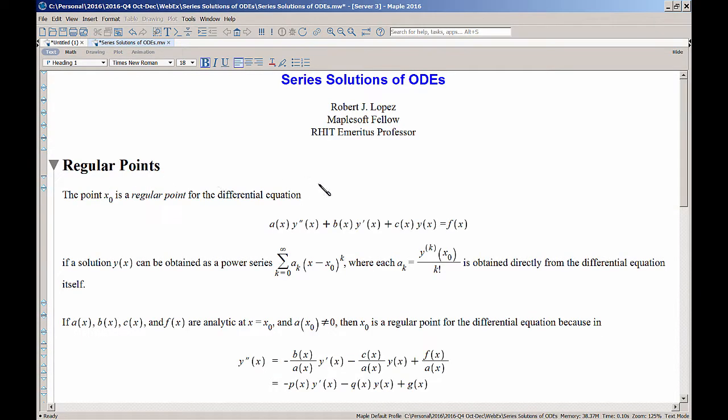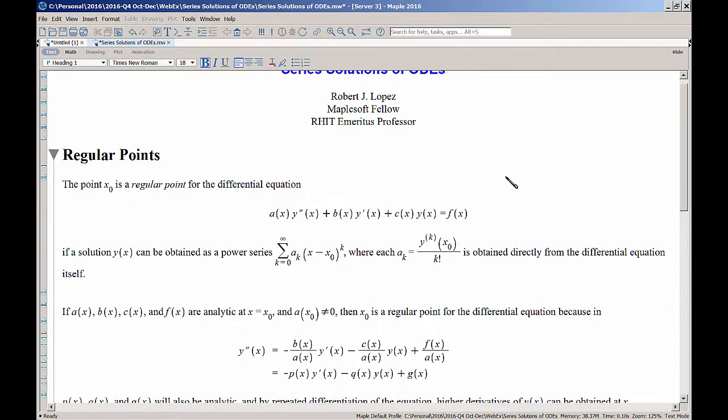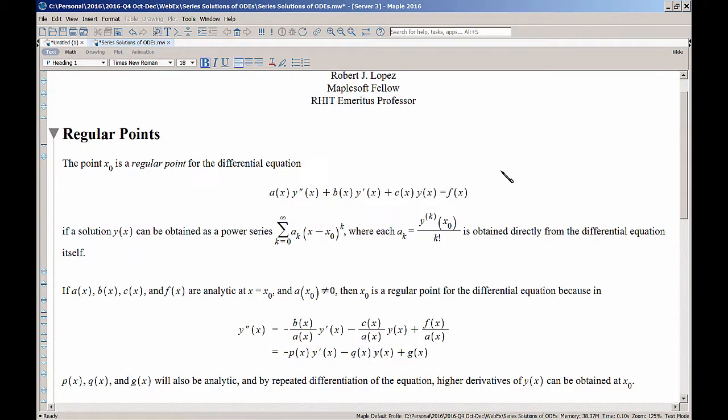So let's begin with taking a look at some of the background information so that we know what it is that we're talking about. First of all, we want to discuss a regular point. So x0 is a regular point for this linear second order differential equation if the equation in the neighborhood of that point x0 has a power series solution.